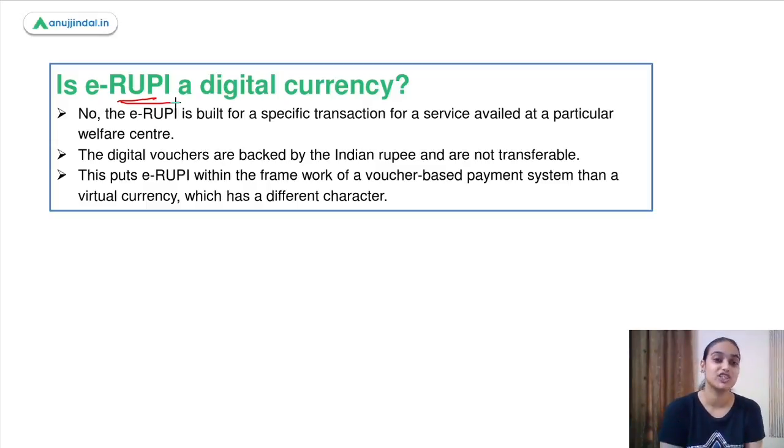If you remember that discussion, you can easily understand that this e-rupi is not a digital currency. When we talked about digital currency, we discussed that it is a fiat currency in an electronic form. Like we have the paper currency, which is legally recognized and thus is a fiat currency, when instead of a paper form it is issued in e-form, it is the digital currency. So it does not have a backing of rupee.